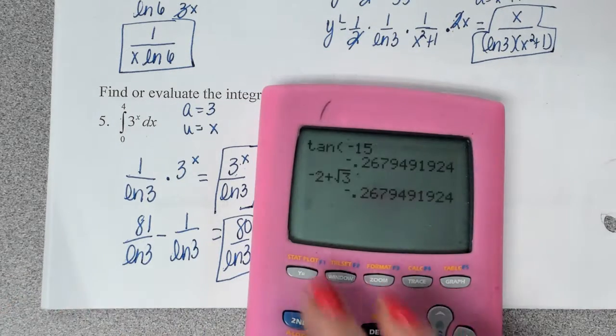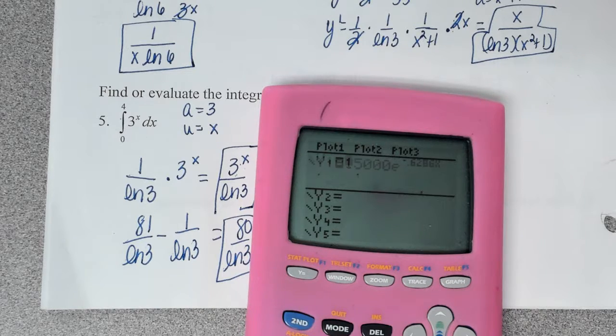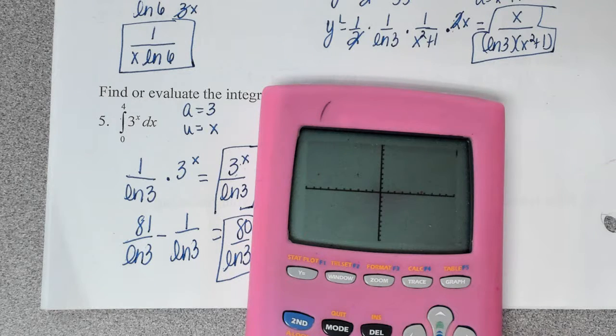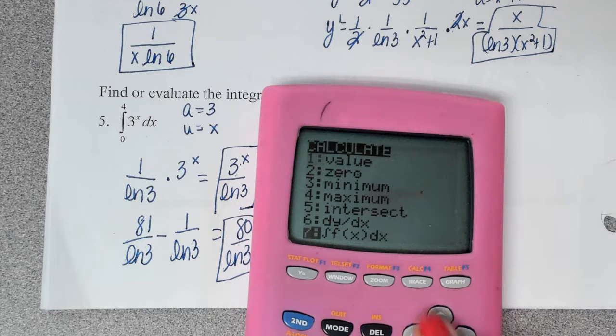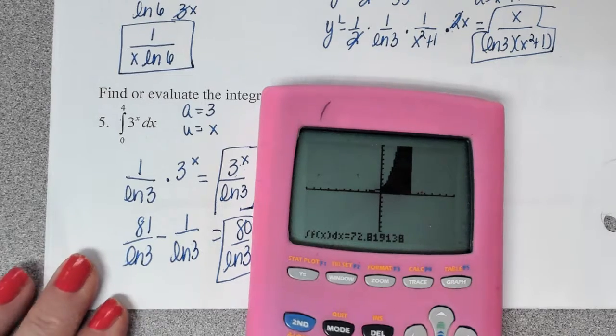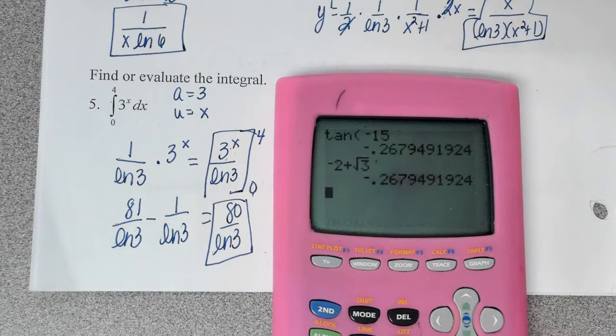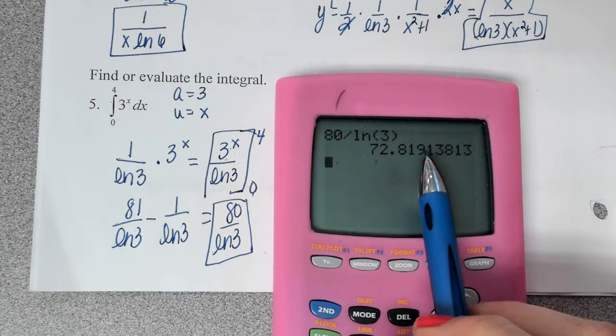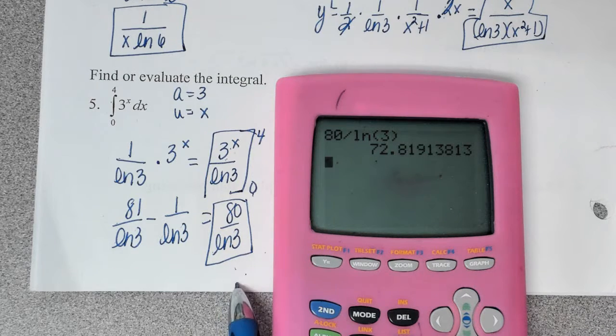But remember, you can always go to your calculator, go to y equals, type in 3 to the x, do a zoom 6. Here's the way the function looks. I'm going to go second trace, calculate the integral from 0 to 4, and it tells me that the answer is 72.82. Well, I'm going to check my answer. 80 divided by the natural log of 3 is 72.82. So therefore I know that this answer is correct.